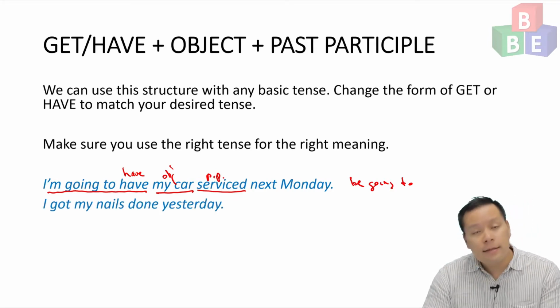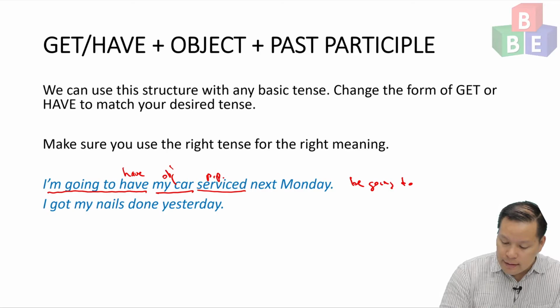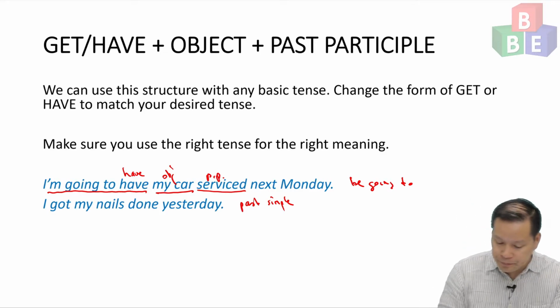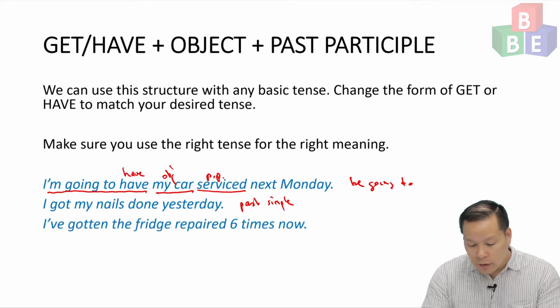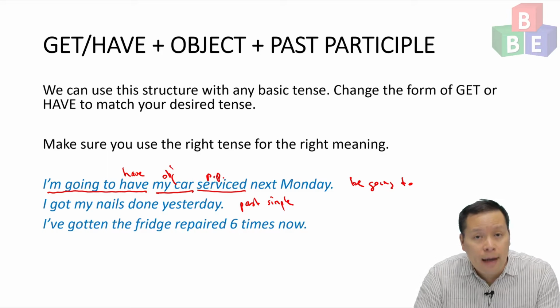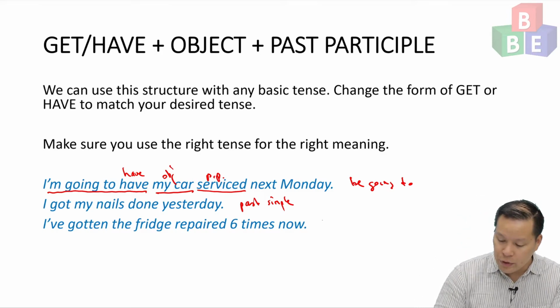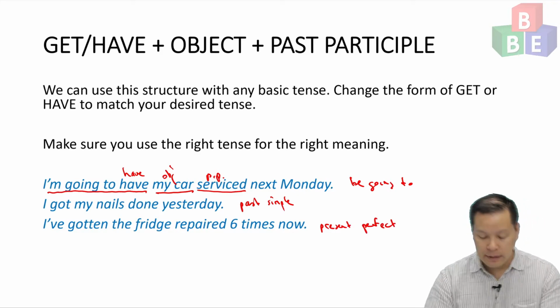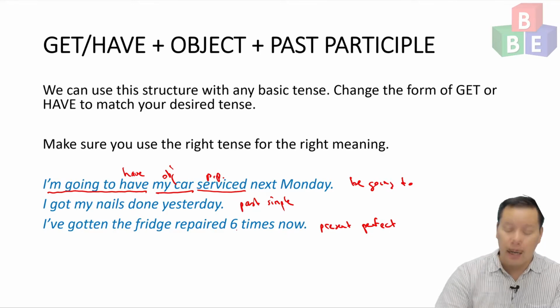I got my nails done yesterday. This is past simple. I'm using this to say that an action is finished in the past. I've gotten the fridge repaired 6 times now. This is present perfect, and we're using present perfect here to show how many. In this case here, 6 times.